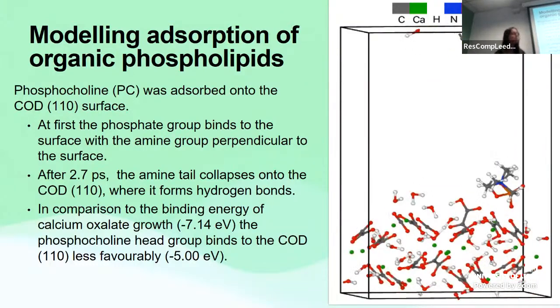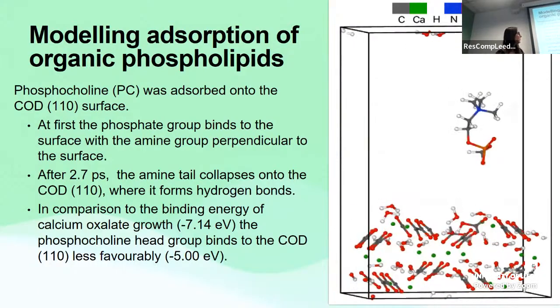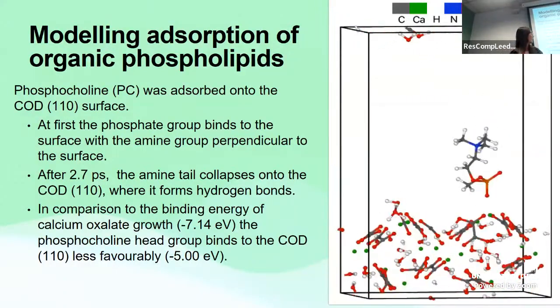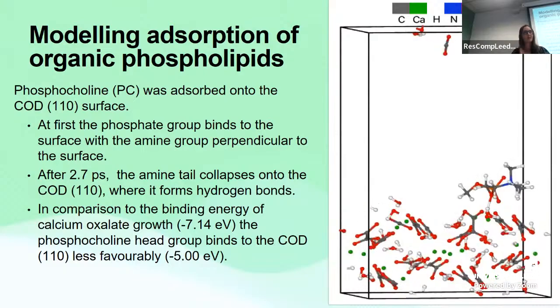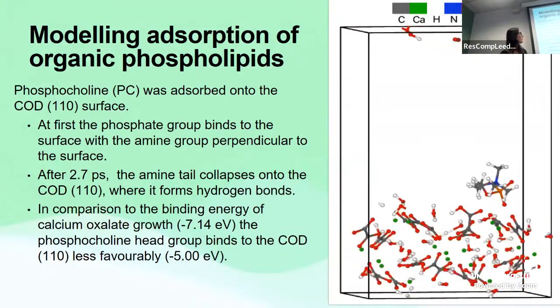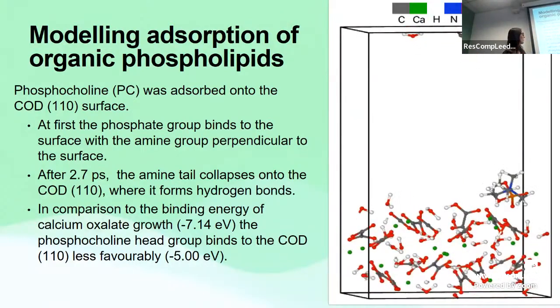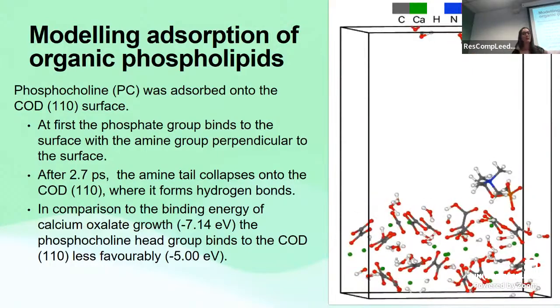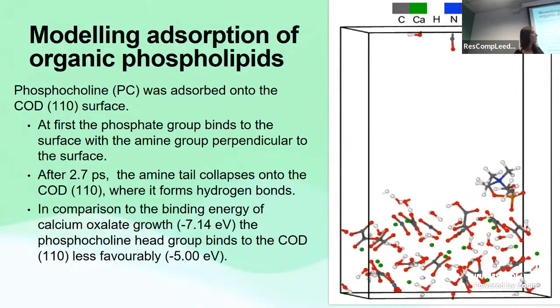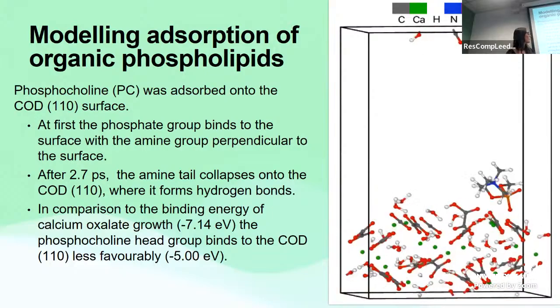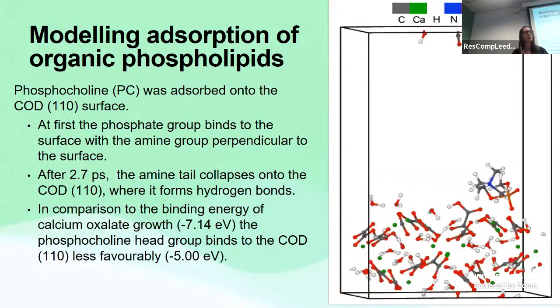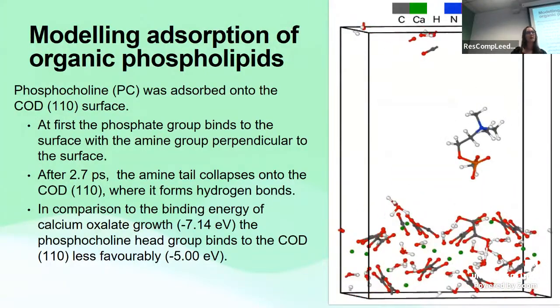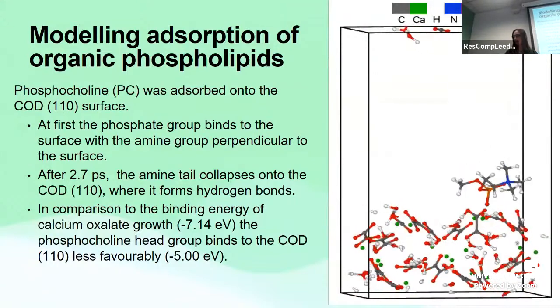And when this collapses onto the surface, it actually binds favorably to the surface at the bottom with -5 electron volts. However, when we do this with calcium oxalate, we actually get the calcium oxalate binding with -7 electron volts, which is more favorable than the phosphocholine. So that suggests that the phosphocholine probably won't bind to the surface in competition with the calcium oxalate.